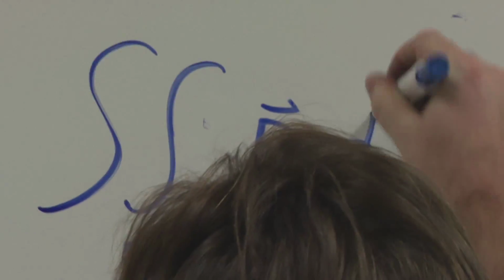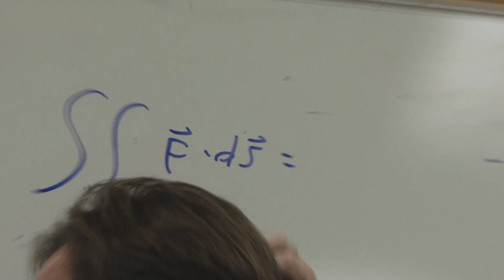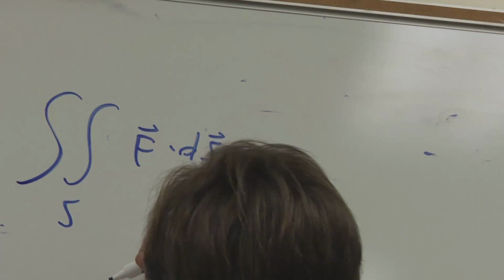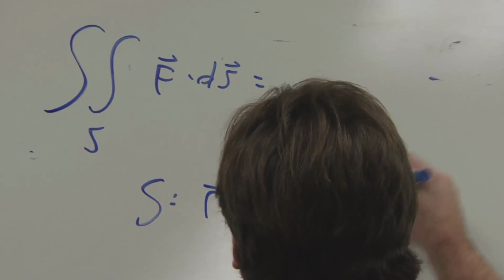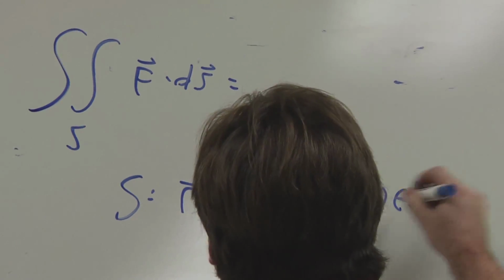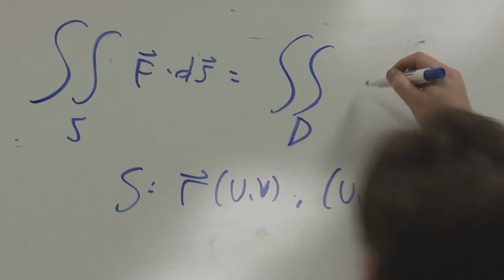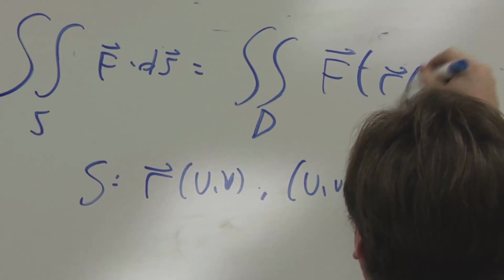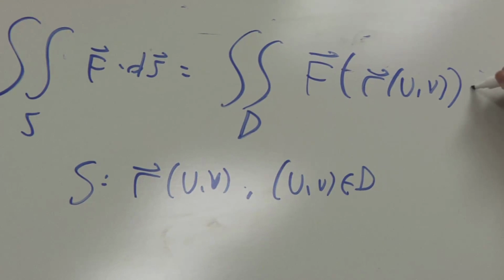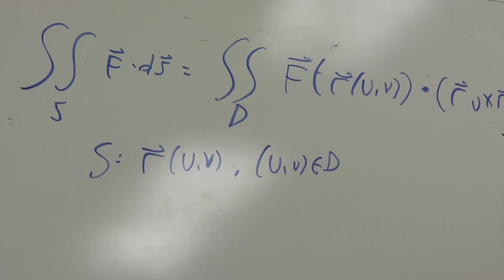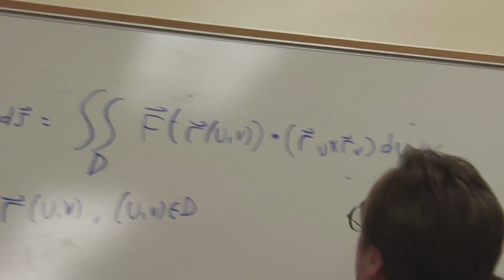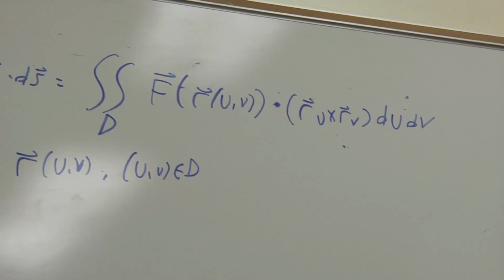So let's see how 8 played out. You have a surface. The way these are normally done, if you have a parameterization in u and v, and u and v belong to a two-dimensional domain D, then we have a double integral over D of f evaluated at your parameterization, dot product with the normal r_u cross r_v, du dv. That's the formula that generally you're going to look at.